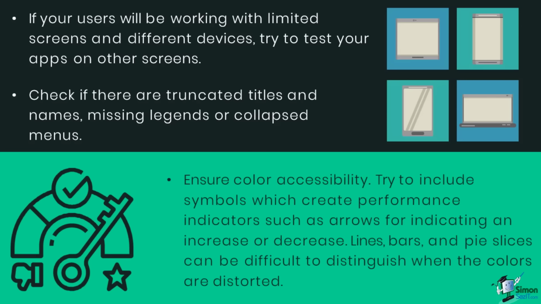Ensure color accessibility. Some people may not be able to distinguish certain colors properly and interpret your visualizations differently. Try to include symbols which create performance indicators, such as arrows for indicating an increase or a decrease. Lines, bars, and pie slices can be difficult to distinguish when the colors are distorted.